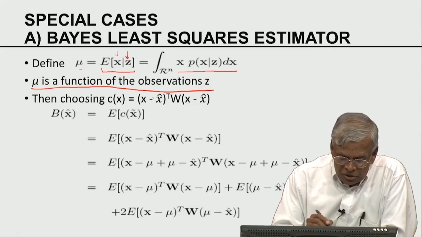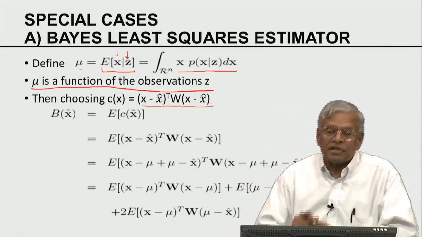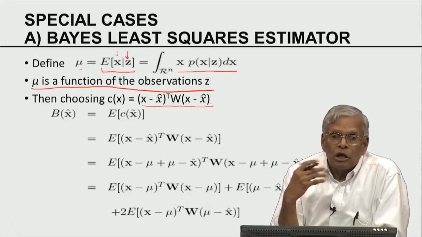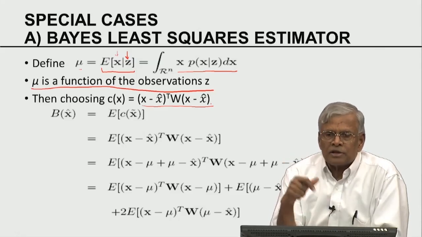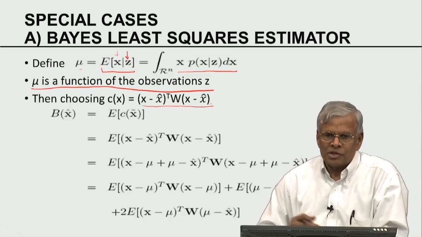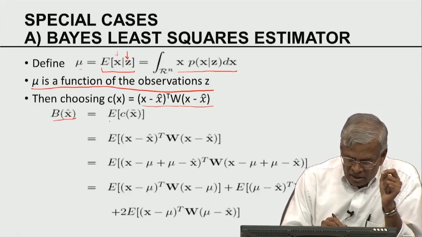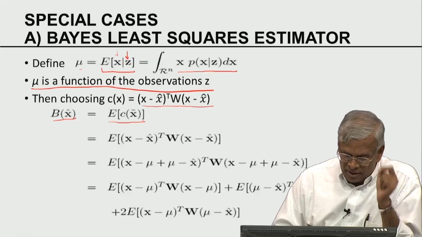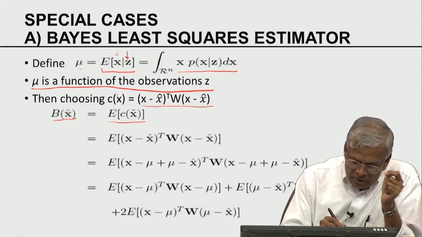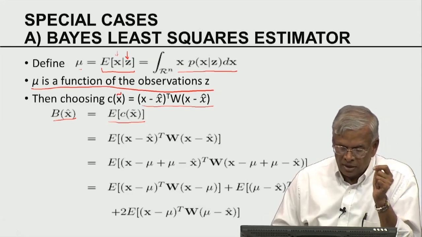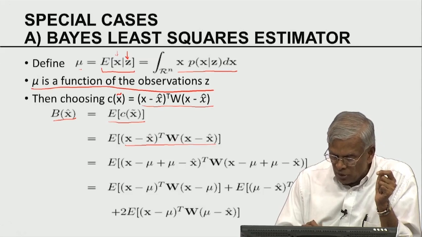Now I would like to choose C of x to be the weighted sum of squares. If I assume the weight to be identity, I get the simple sum of squares. So it is a reasonably good way to start with this weighted version. Now B of x hat, please remember from the previous slide, is equal to the expected value of C of x tilde. Sorry, that must be C of x tilde. So C of x tilde is (x minus x hat) transpose W (x minus x hat).